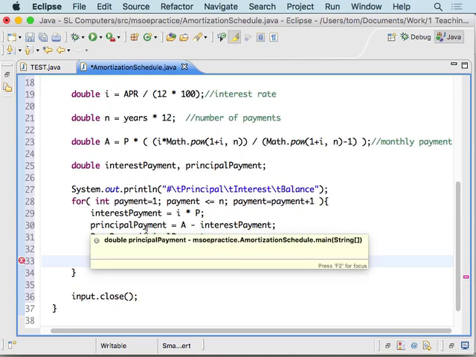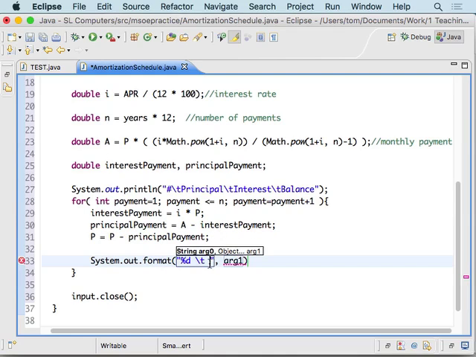Okay, so principal, that's my principal payment. That's a double, so I'm going to do %f. But remember that I really only want to see 2 decimal places after the number. So between the % and the f, I'm going to put in a .2. Okay, and then I'm going to put in a tab. And I'm going to do the same thing for the interest amount. So %.2f, another tab, and the last thing that I want to put in there is my balance, which is really my P value that I have in line 31 there.